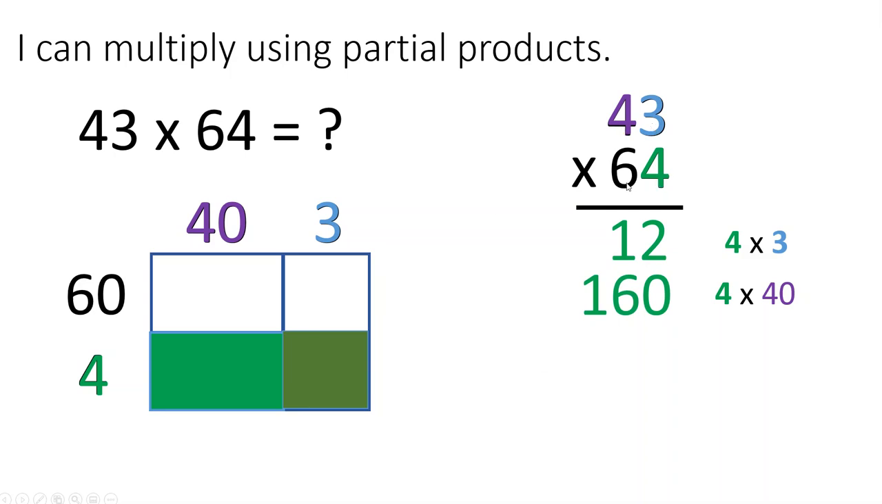Now we're going to go into the tens place because we have to multiply all the digits together. We have to multiply this 60 by 40 and this 60 by 3. So 60 times 3.